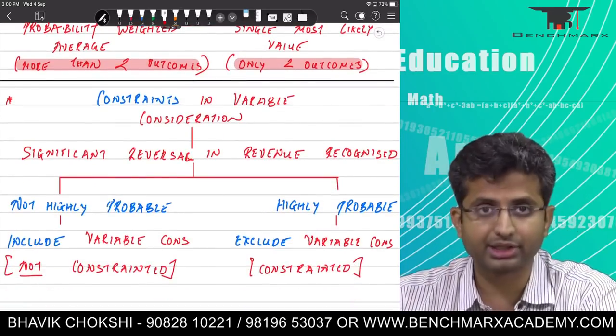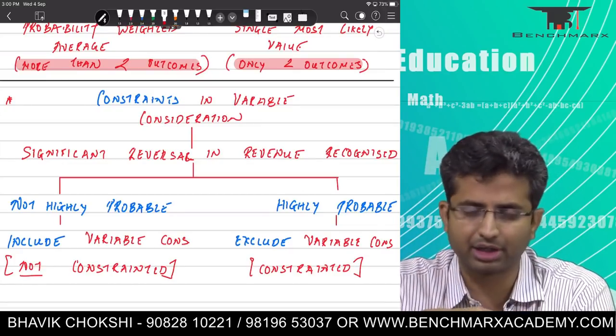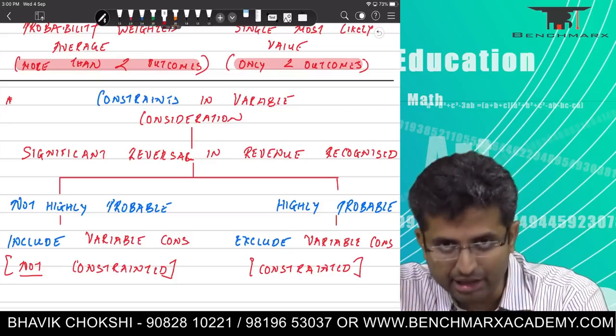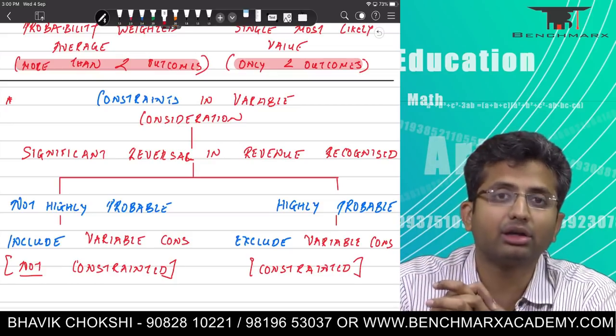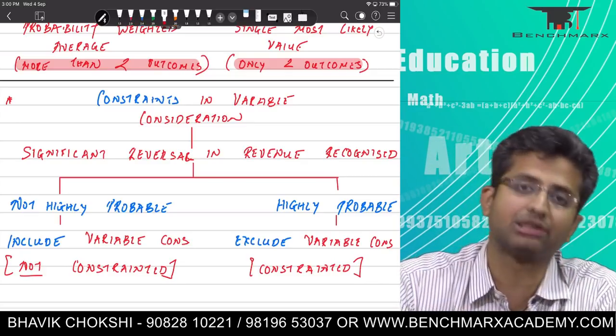Then you have constraints in variable consideration. What do you mean by constraints? Let us say we have calculated variable consideration, but should that be a part of transaction price? It depends on whether it is constrained or not constrained. Now, what do you mean by constraint? Constraint means restricted.